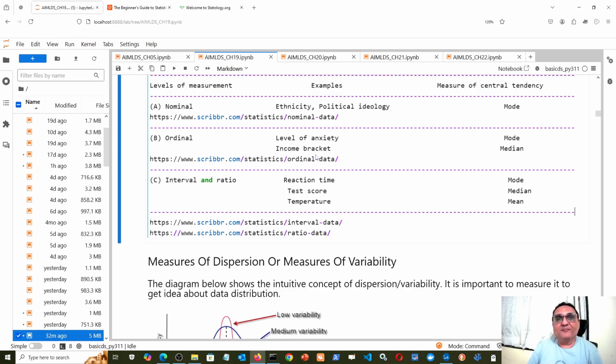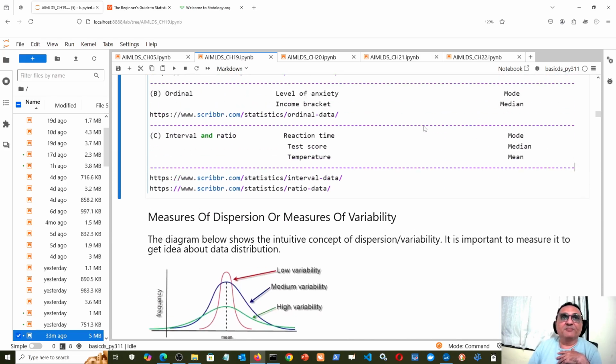Right. So in that kind of case also, there is some inherent order. As I go from higher income to lower income, I should encode it in that manner so that it is apparent from the encoding that this is higher and this is lower. Okay. So there also mode or median can be used. Median is usually preferred, but it depends upon the data.